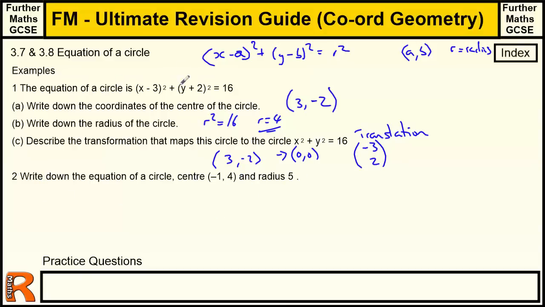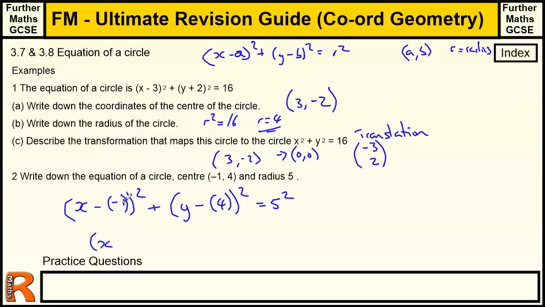Write down the equation of the circle with this centre and this radius. So let's just put the numbers into the general form. x minus a, which is minus 1, all squared, plus y minus b, all squared, equals the radius squared. So we have x minus minus 1, which is plus 1, squared, and then we have y minus 4 squared equals 25. Okay, so that's the equation of that circle.